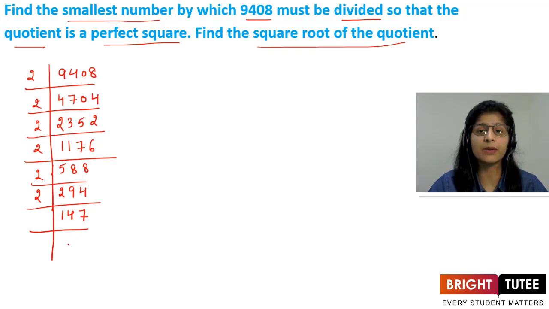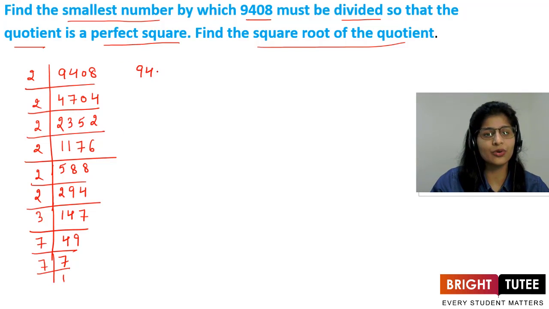Now it will not be divisible by 2 because it is an odd number. Let's try with the next prime number, that is 3. 3 4s are 12. 3 9s are 27. Then with 7, 7 2s are 14, and we are going to get it like this.